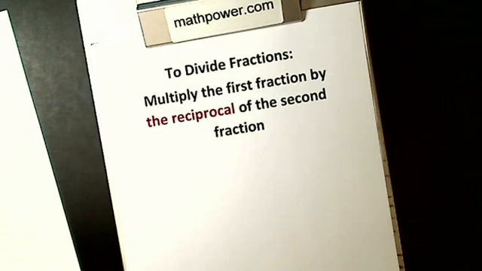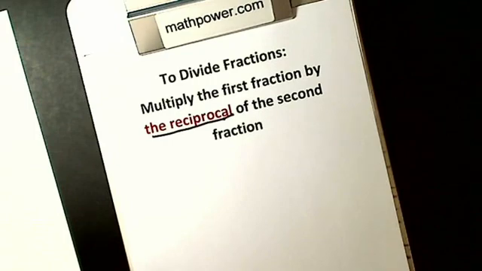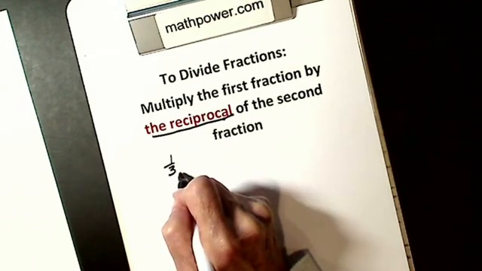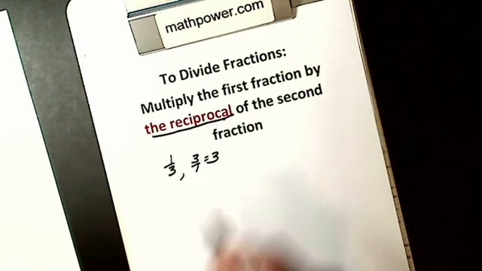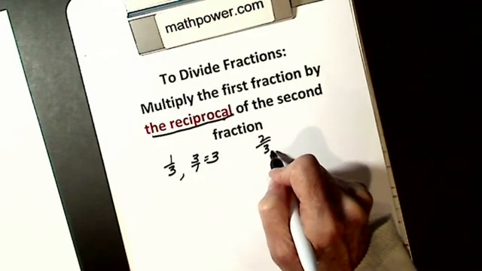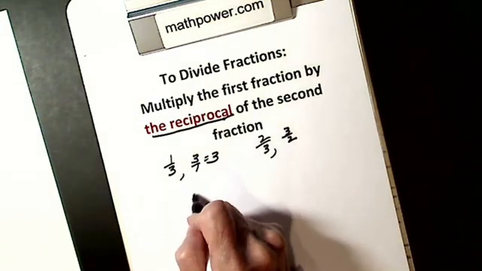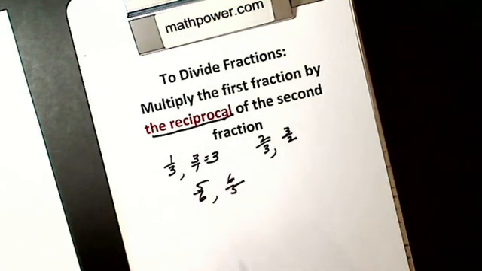To divide fractions, we multiply the first fraction by the reciprocal of the second fraction. So you have to know what reciprocal is. If I flip a fraction, I get the reciprocal. If I have 1/3, the reciprocal would be 3/1, which is 3. If I have 2/3, the reciprocal is 3/2. If I have 5/6, the reciprocal is 6/5.